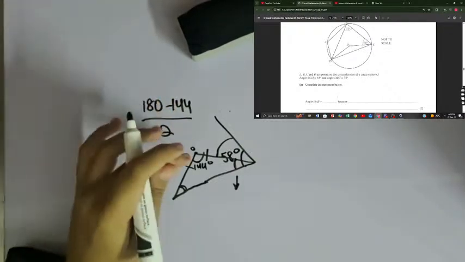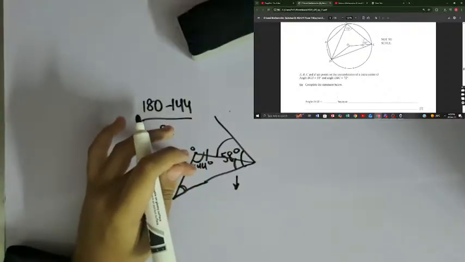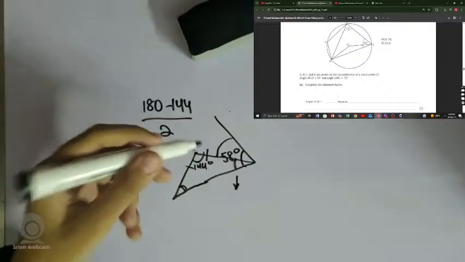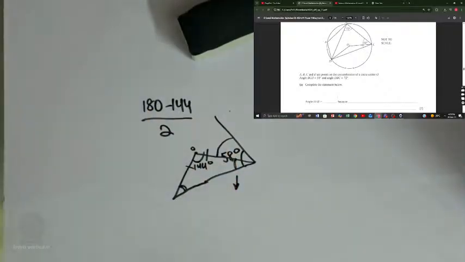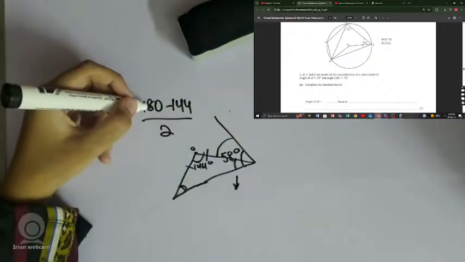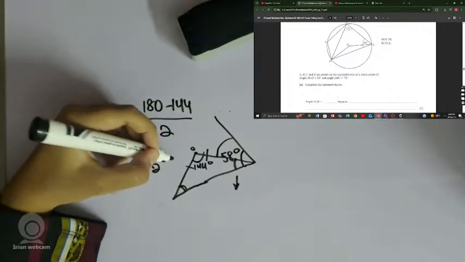Why am I doing this? Because the total sum of a triangle's angles is 180. So when you subtract 144, we're left with the sum of these two angles, and we can divide it by 2 in order to find the value for one of those angles. So 180 minus 144 is 36, and 36 upon 2 means that one of these angles is 18.